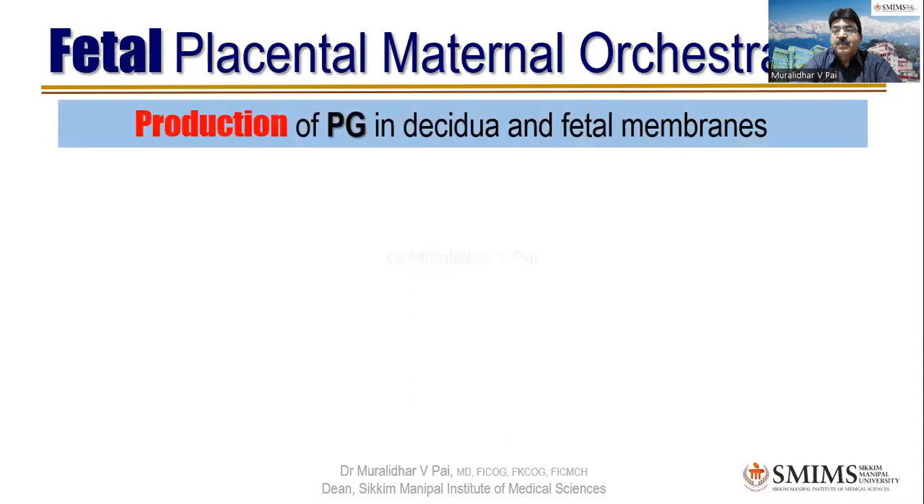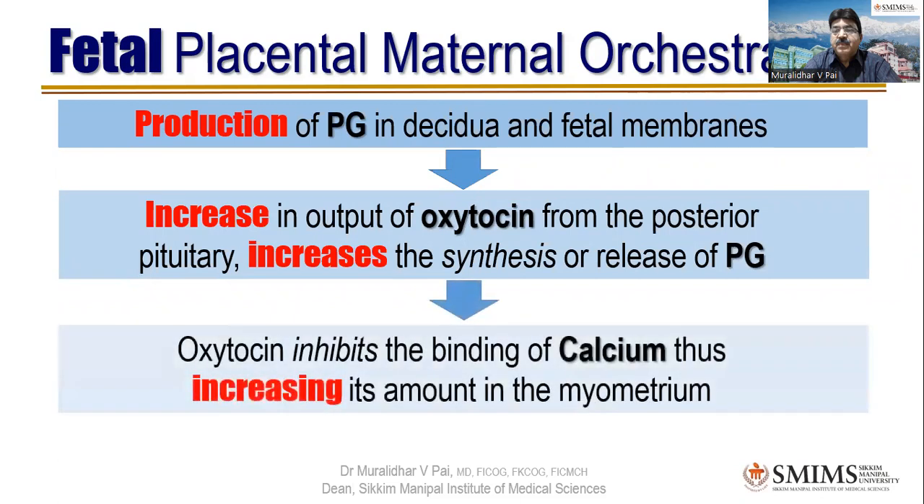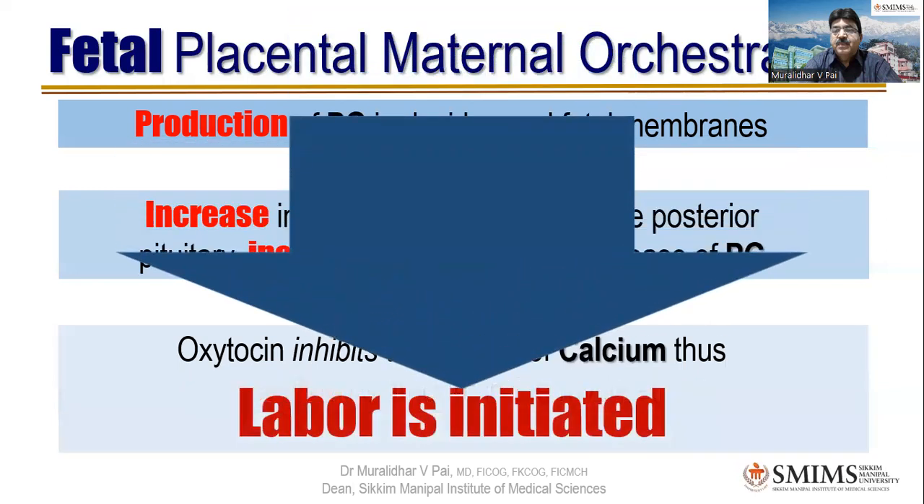And there is a production of PG in decidua and fetal membranes because of the estrogen secretion, and it increases the output of oxytocin from the posterior pituitary, which increases the synthesis or release of prostaglandin. So one is kickstarting the other process. And then there is oxytocin inhibiting binding of calcium, thus increasing its amount in the myometrium. Earlier, we have seen that CRH also increases the calcium inside the myometrium by decreasing the cyclic AMP. So all together, there is labor.